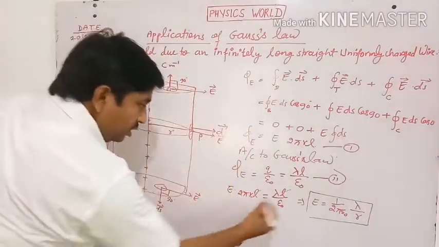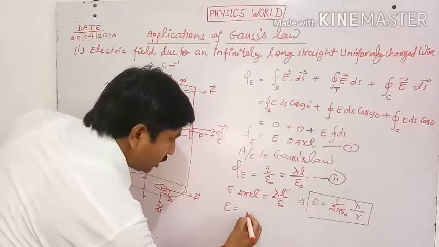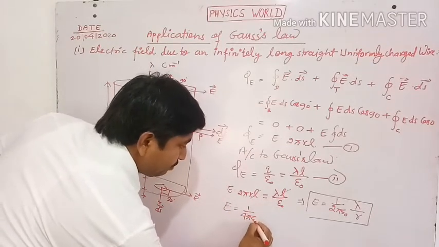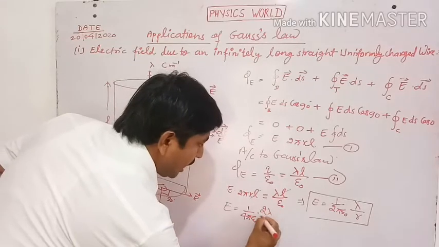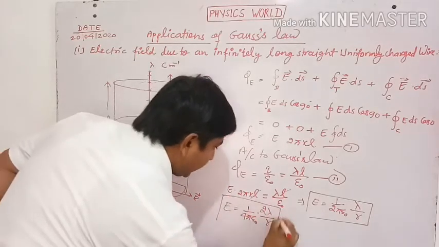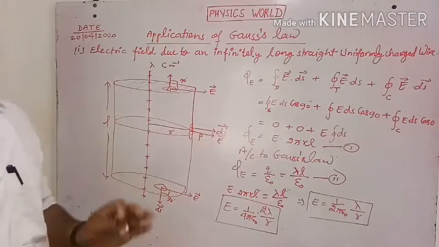Now this can also be expressed as 1 upon 4 pi epsilon naught 2 lambda by r.